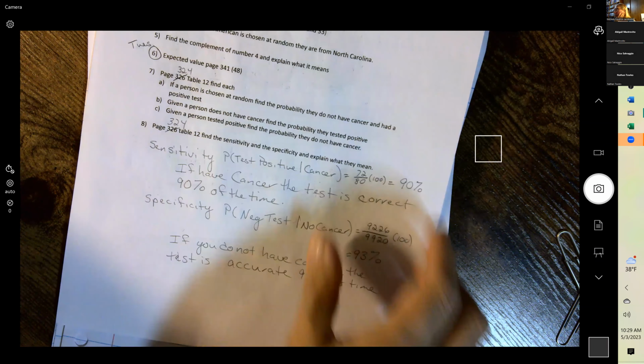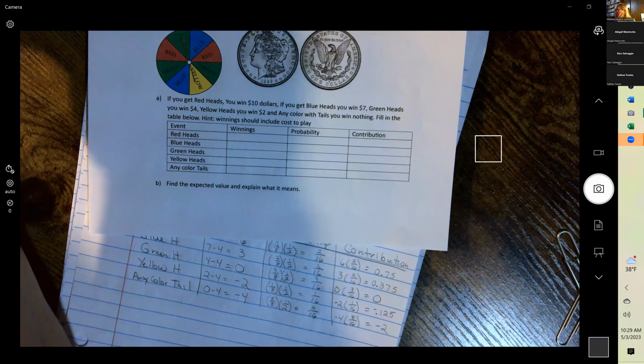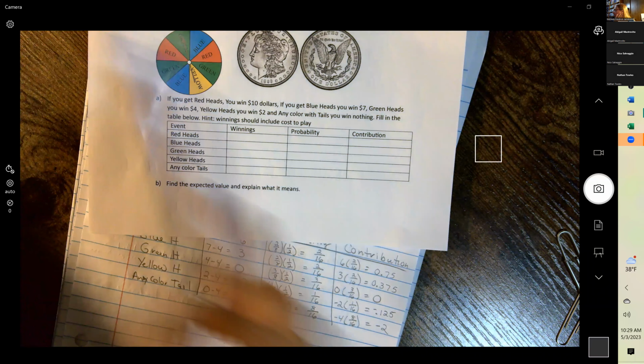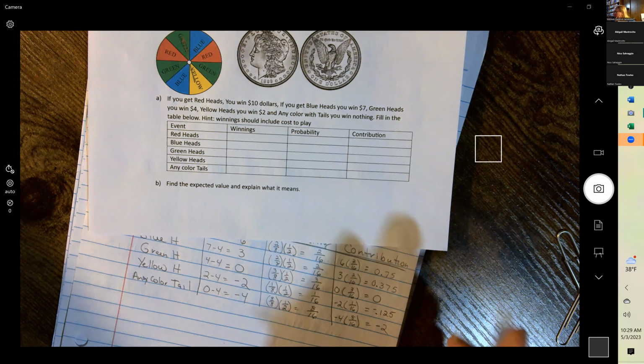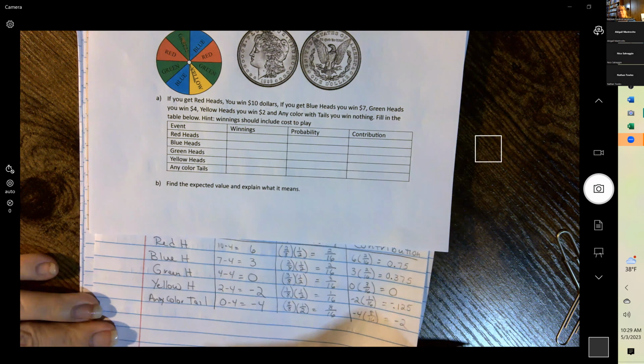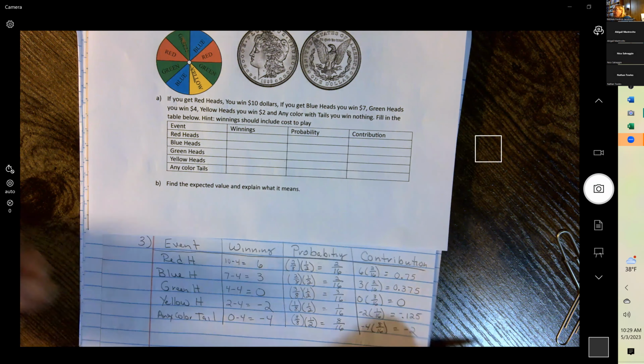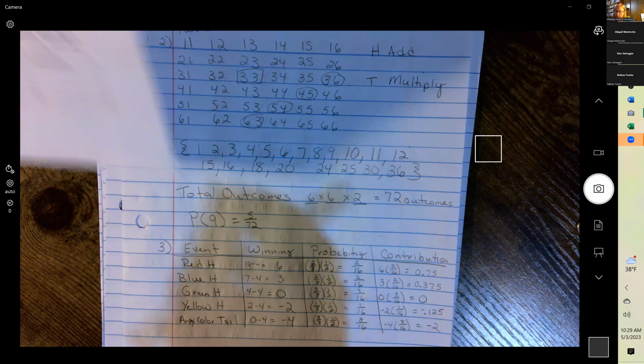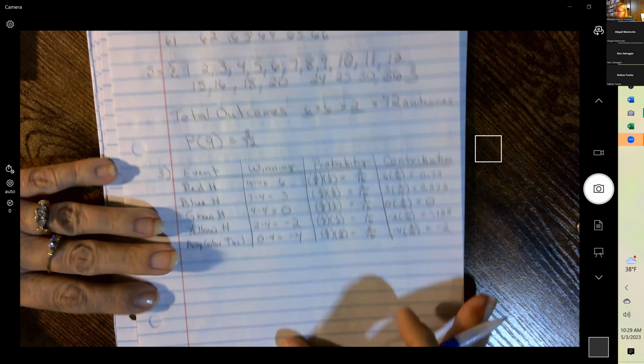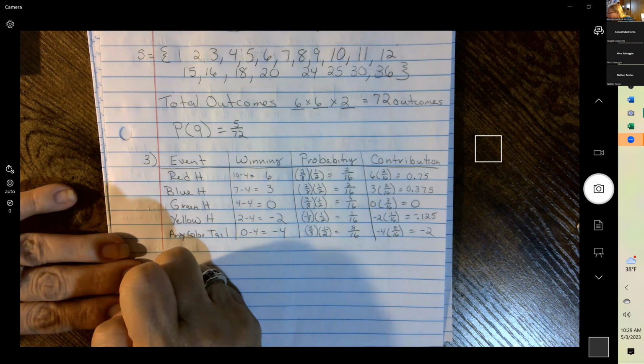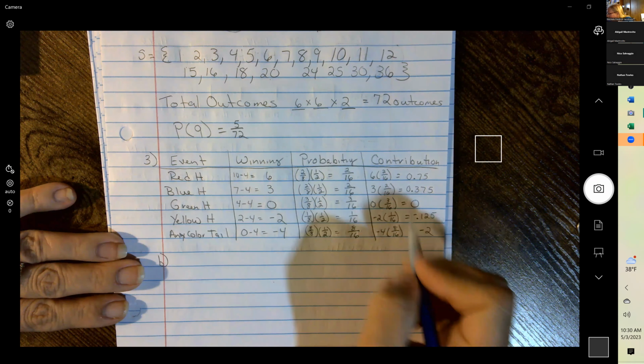With the expected value, we multiply the contributions. Or no, we combine them. We add them, yeah. Yeah, add them. Okay. Yep, exactly. So part B says to find the expected value and explain it. The expected value is just adding these.